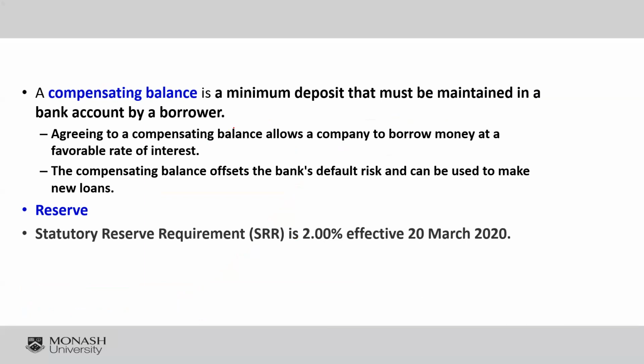This is another definition of the compensation balance: the minimum deposit that must be maintained in a bank account by the borrower. Agreeing to the compensation balance allows the company to borrow money at a favorable interest rate. They give you better rates. The compensation balance offsets the bank's default risk. It decreases the default risk and can be used to make new loans.